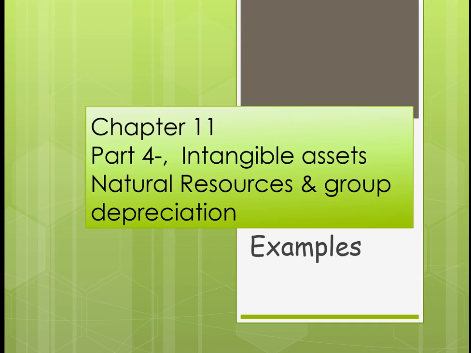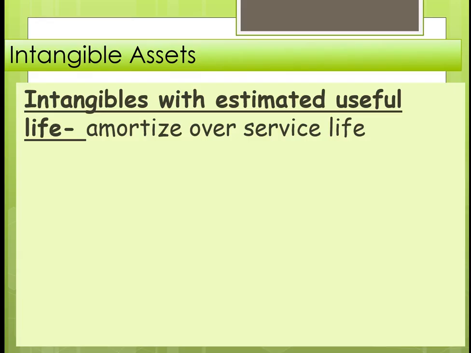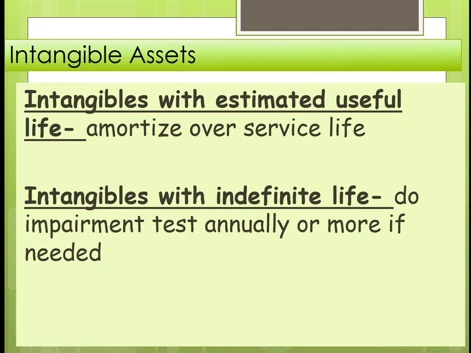Part 4, Chapter 11, Intangible Assets, Natural Resources, and Group Depreciation. Now, intangible assets. Intangibles with an estimated useful life, we amortize over the service life. Intangibles with an indefinite life, we do impairment tests annually or more if needed, but we don't amortize them.